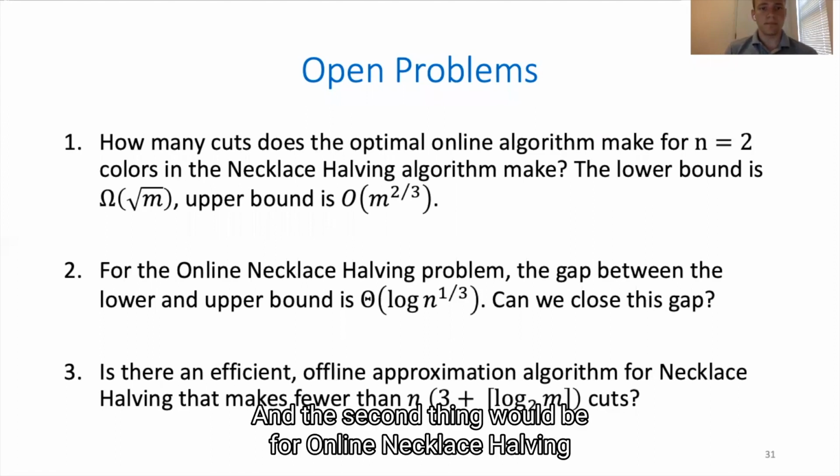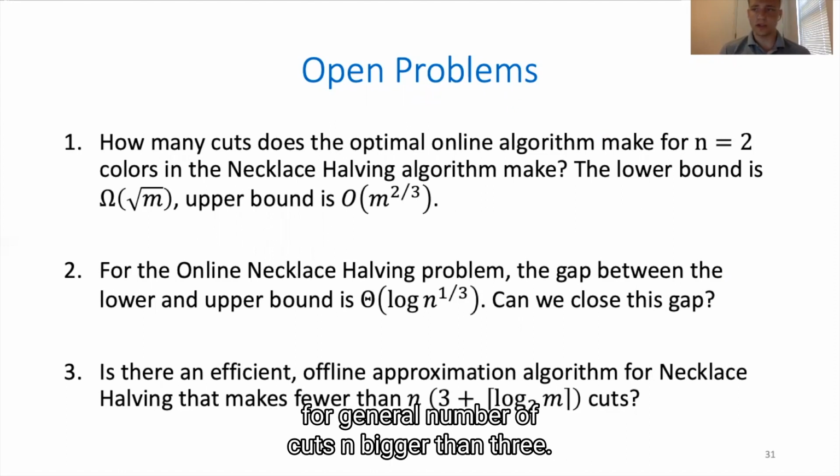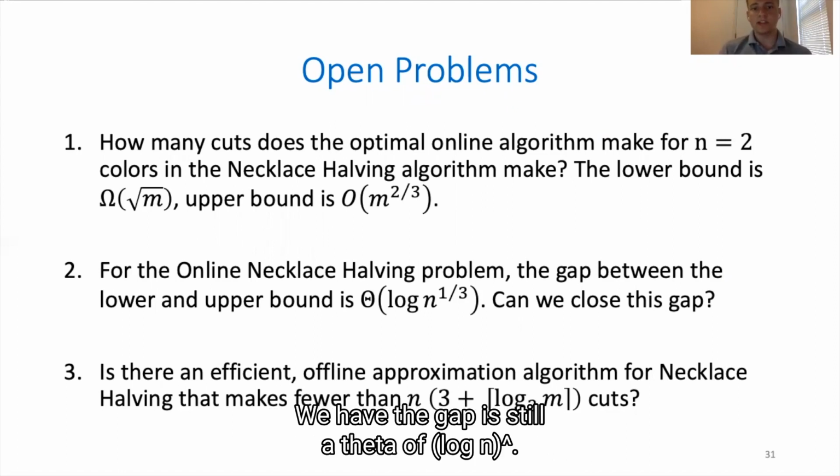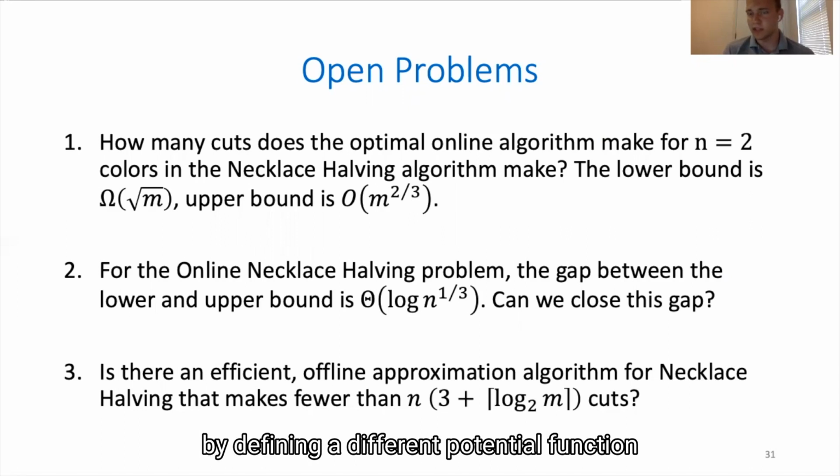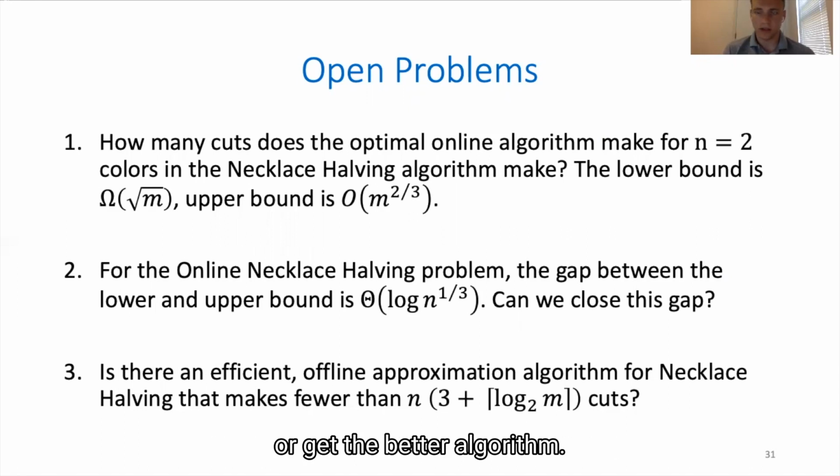And the second thing would be for online necklace halving for a general number of colors n bigger than 3. We have that the gap is still theta of log n to the 1/3. So it'd be interesting to see if we can get a better lower bound, maybe by defining a different potential function, or get a better algorithm.